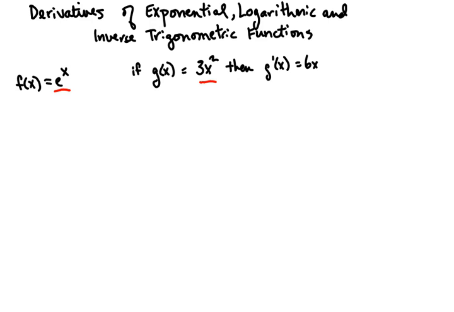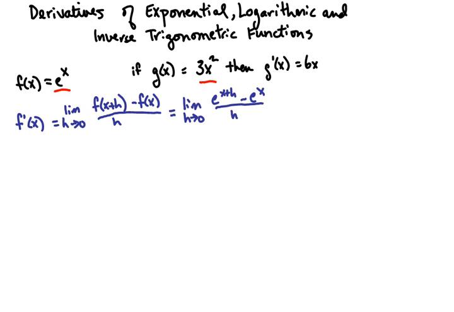So instead we need to find a new type of derivative for this function. And for this we go back to our basic definition of derivatives. Recall that by the limit definition of a derivative, f prime of x is equal to the limit as h approaches 0 of f of x plus h minus f of x over h. And in this case, f of x is equal to e to the x. And so f of x plus h, we just replace x with whatever's in the parentheses and we get e to the x plus h.